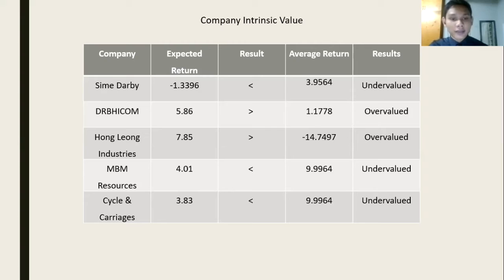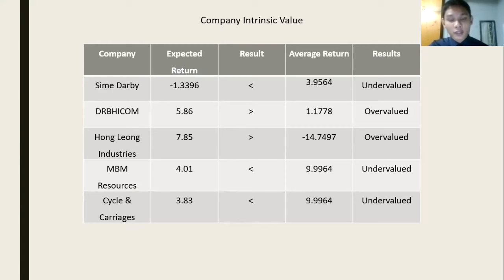Next is Hong Leong Industries. It indicates that the predicted return is overestimated since the average return is higher. Overvalued stocks are ideal for sale. Next is MBM Resource. They are undervalued as the predicted return is lower than the average. Undervalued stocks are useful for buying opportunities.